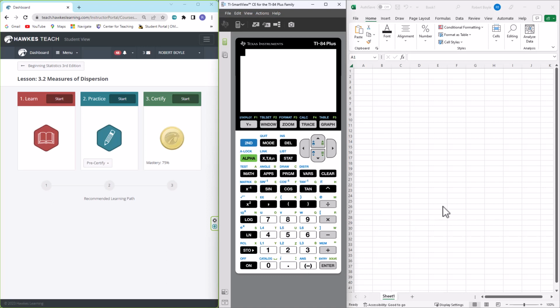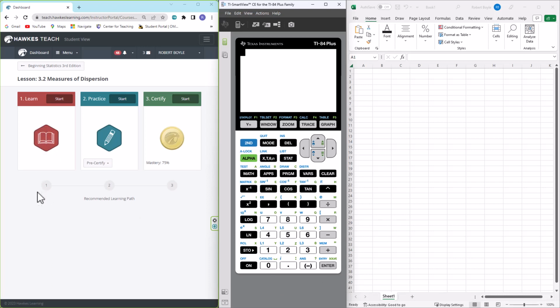And finally, I have Microsoft Excel. Now, while you can use Excel for your homework, you cannot use it for your test. You can use the calculator for your test, so you need to be familiar with this. Although I will submit, Excel will get your homework done a lot faster.